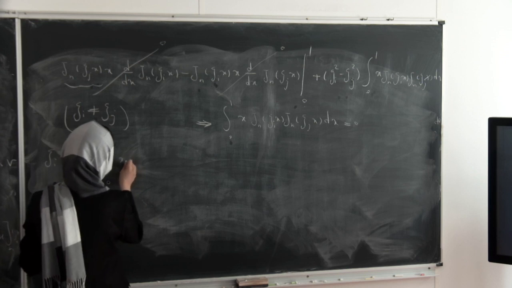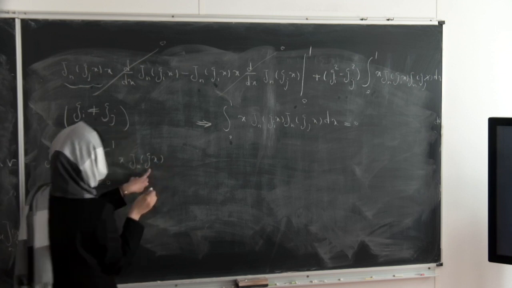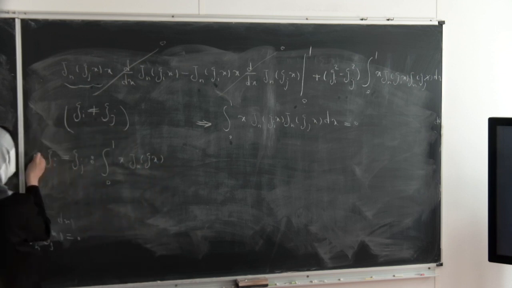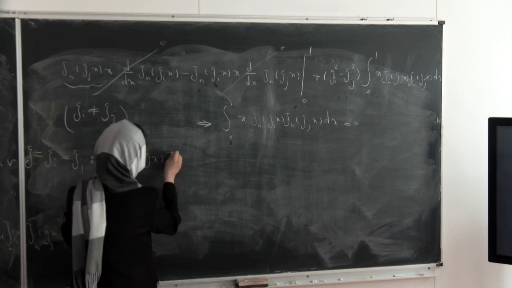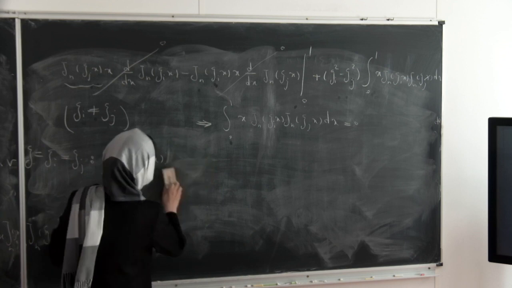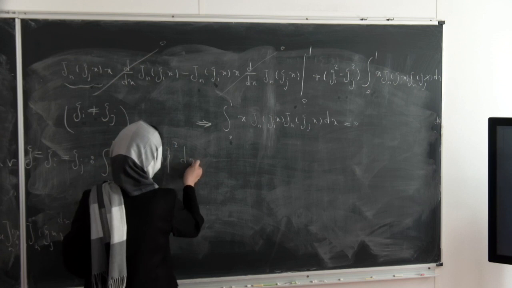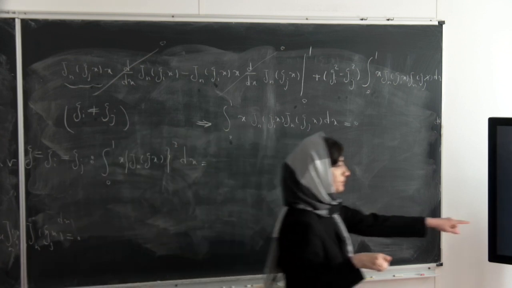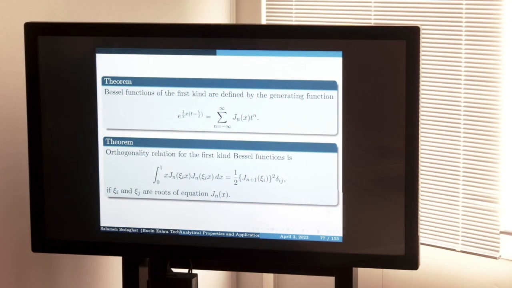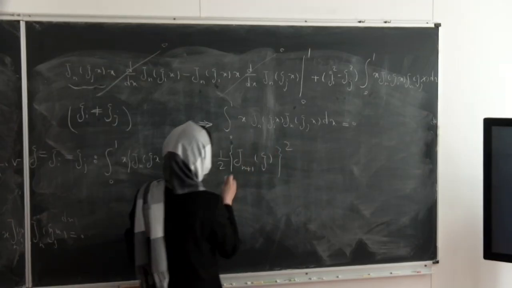Okay, so it remains to prove that for xi equals xj, the integral 0 to 1 of x times Jn(xi x) squared, we can write xi equals xj, equals half the Bessel function of order n plus 1 of xi, squared.